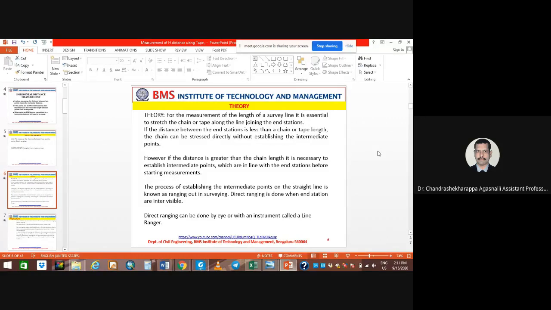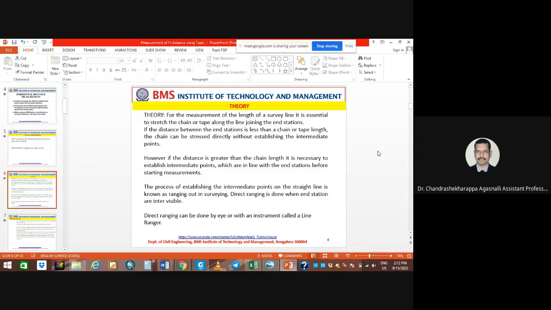In one case, if the actual length of the AB station is greater than your tape, we establish intermediate points. Also, the points may not be intervisible, which is sometimes not possible. For example, in bush areas, especially in forest areas, when you are going to measure, it is not possible, so you have to establish intermediate points. There are two cases in which you establish them. One is that the points are not intervisible.